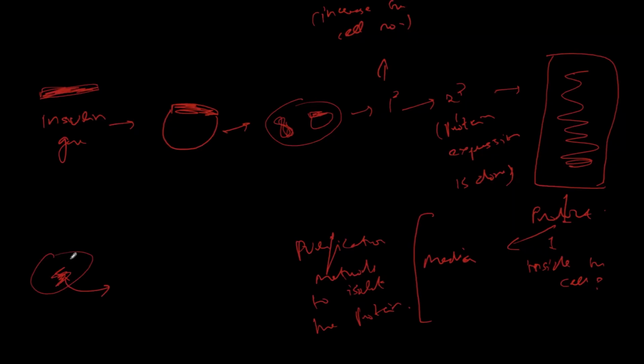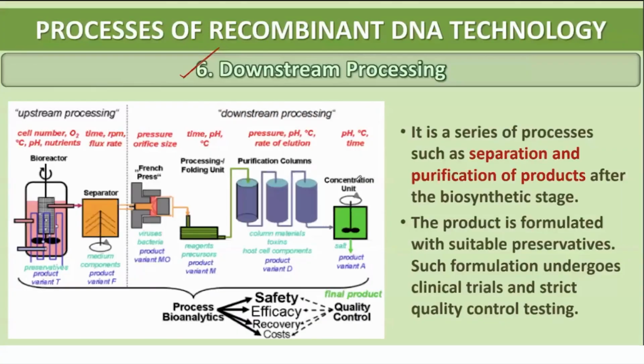If the product is found inside the cell itself, then we have to isolate the cell, pellet it, then break open the cell in such a way that it does not harm our product. So again, the downstream process will occur. So that's what the downstream process is. It is a series of processes such as separation and purification of products after the biosynthetic stage.